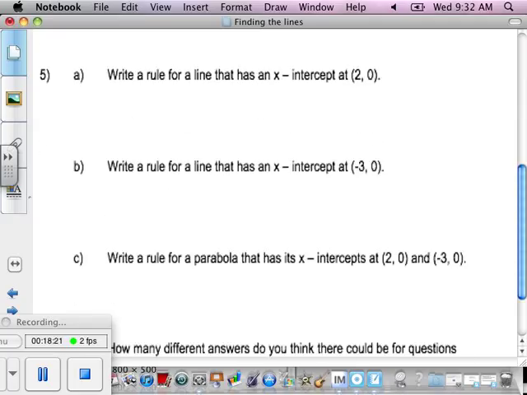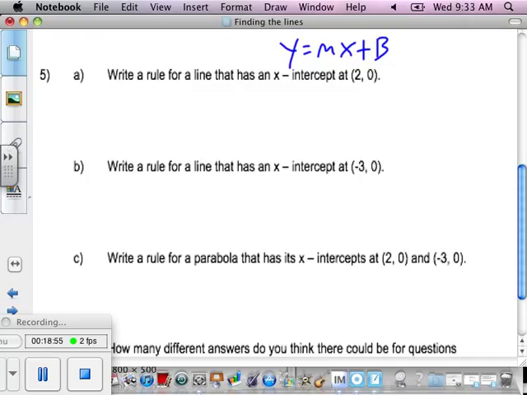We're looking at 5. Write a rule for a line that has x-intercepts at 2. So if we're writing something that's y equals mx plus b, when I plug in 2 for x, we want the y to come up as 0. How would I do that? Write this down. Where are we at? Number 5, like I said 3 times. Is everybody on number 5 now?